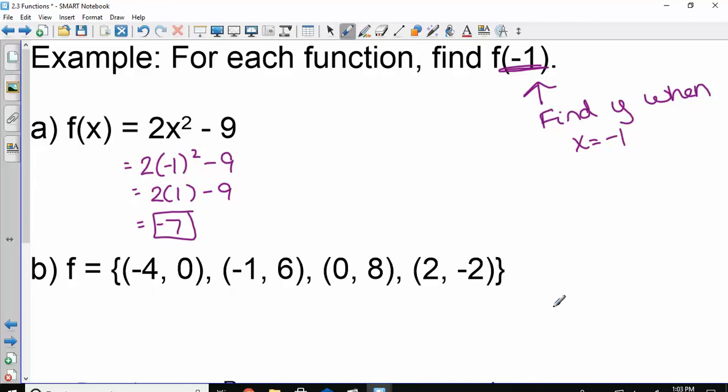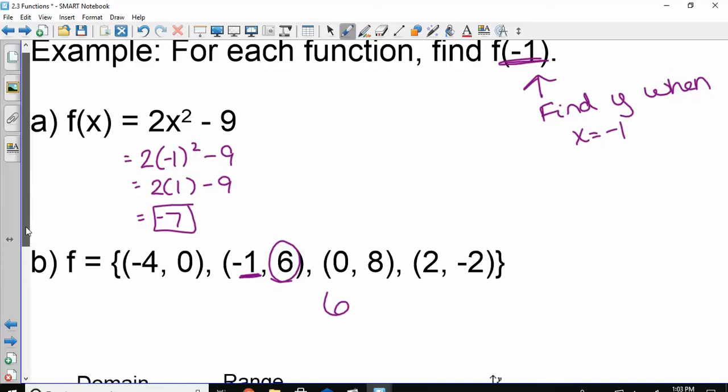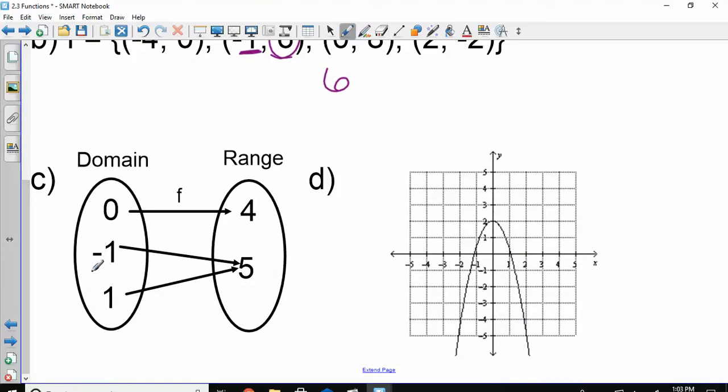So if I look at these ordered pairs, here is when x is -1. What's the y? 6. Okay, if I look at this mapping, here's when x is -1. What's your y? 5. If I look at the graph, when x is -1, there's your point, so the y is 1/2.